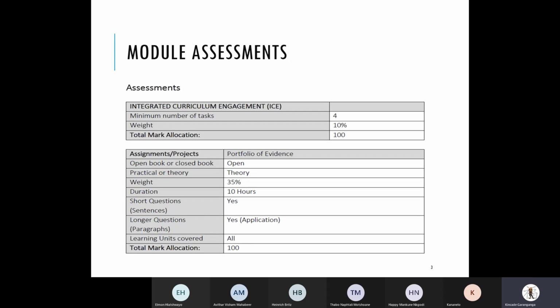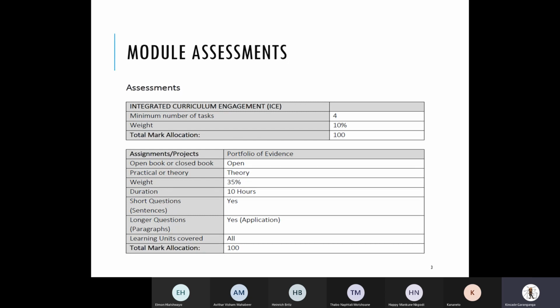So you've got your ICE, four minimum tasks, and remember, minimum doesn't mean the only tasks that you'll do. And then you've got the 35% component associated with your distinctive POE at large. So you'll have two tasks that will be due. I'm not so sure if your PAS is out yet.